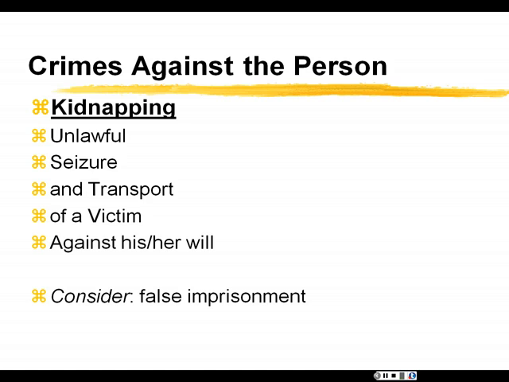Kidnapping typically requires someone transports the victim. And again, we usually see these in the police shows and all that, the kidnapping, there's a ransom and all that, but that's not necessary. This is what's required under most common law jurisdictions, right?